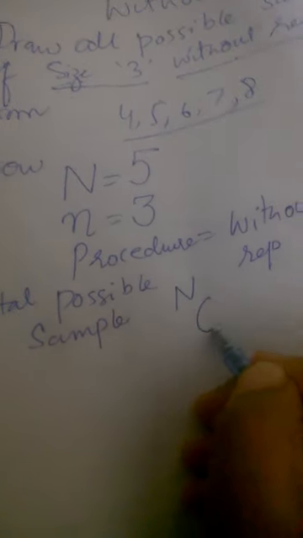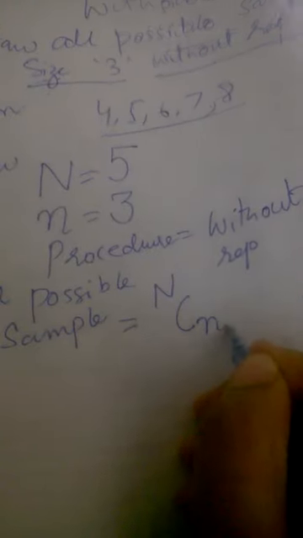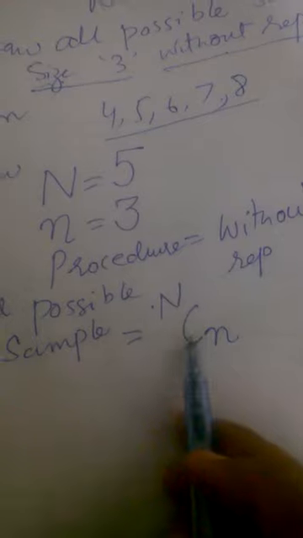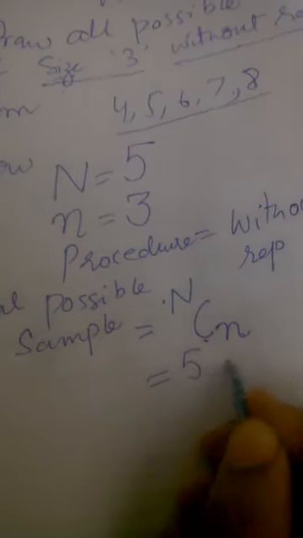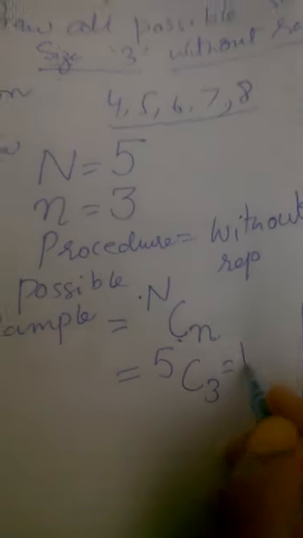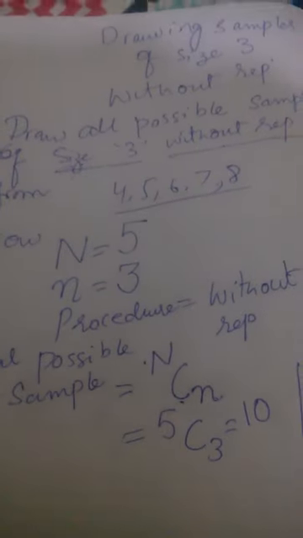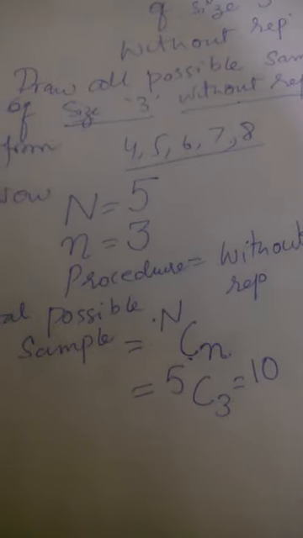capital N C small n. C stands for the combination rule. This function is available on calculators. Here capital N is equal to 5 and small n is equal to 3. You will get your answer via calculator, that is equal to 10. It means that you can make 10 samples of size 3 without replacement from the given population.